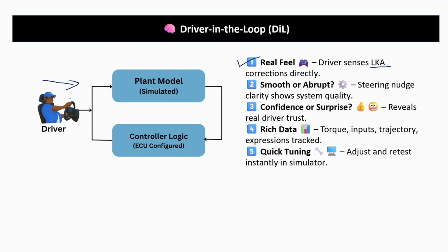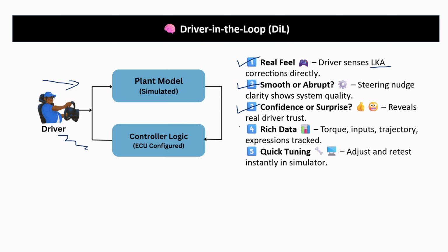Now, as the car drifts slightly from the center, the lane keep assist system nudges the steering wheel. How does the driver feel that correction? Is it smooth or abrupt? Does it build confidence or cause surprise? Does the driver trust the system or switch it off? These are insights only DIL testing can reveal.